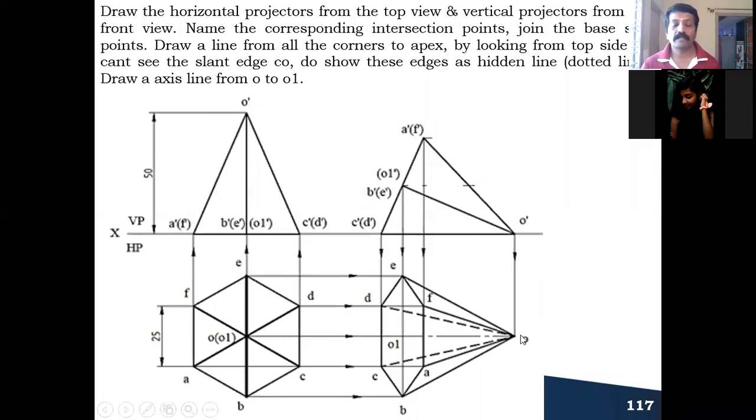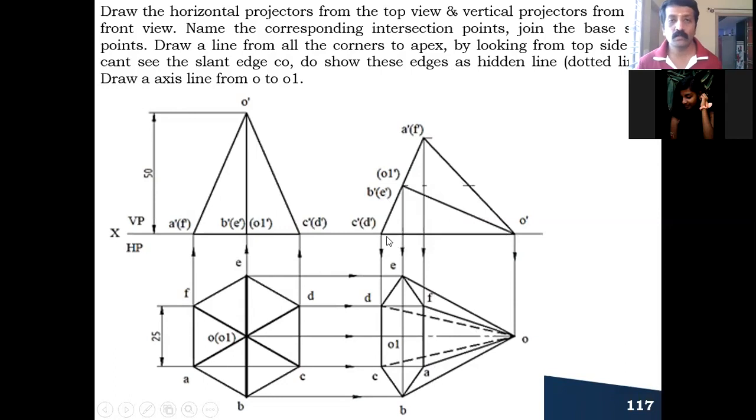Now, after identifying all the points, you are looking from the top side. By looking from here, you can see the entire base of the pyramid. A, B, C, D, E, F, you make it a visible edge. Coming to the slant edges one by one, A to O and F to O, you can see since you are looking from here. And B to O, E to O also you can see, and it becomes the outermost boundary line.